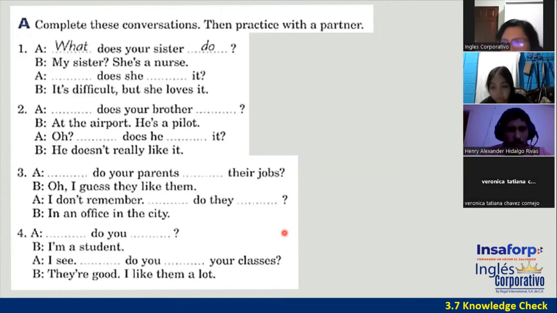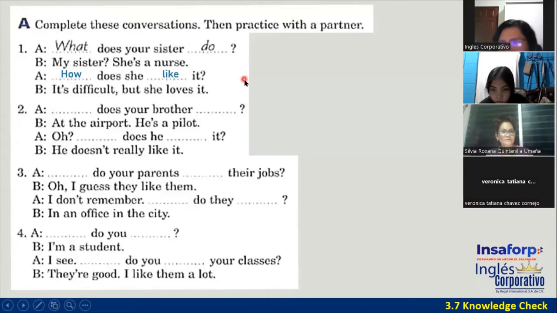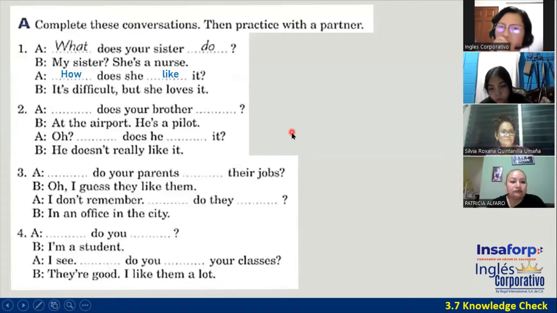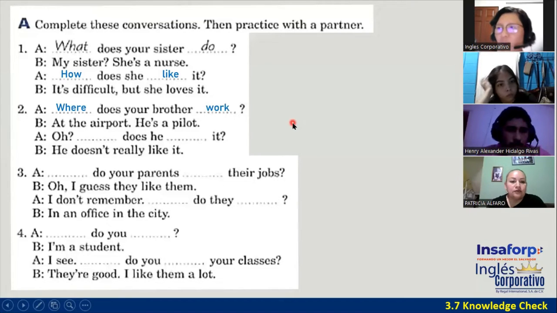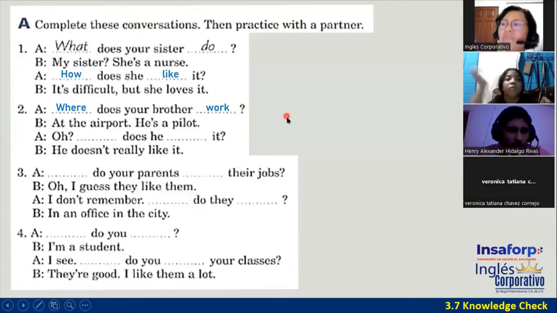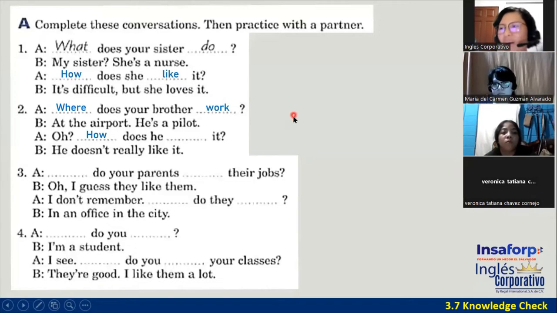So what does your sister do? My sister, she's a nurse. Es la misma conversación que acabamos de trabajar, ¿verdad? How does she like it? Oh, it's difficult, but she loves it. Two. Where does your brother work? At the airport. He's a pilot. How does he like it? Muy bien. Oh, he doesn't really like it, right? Number three.